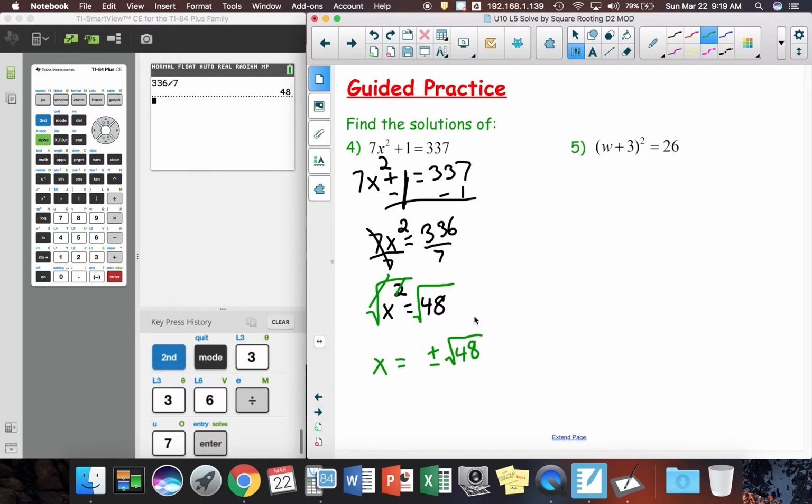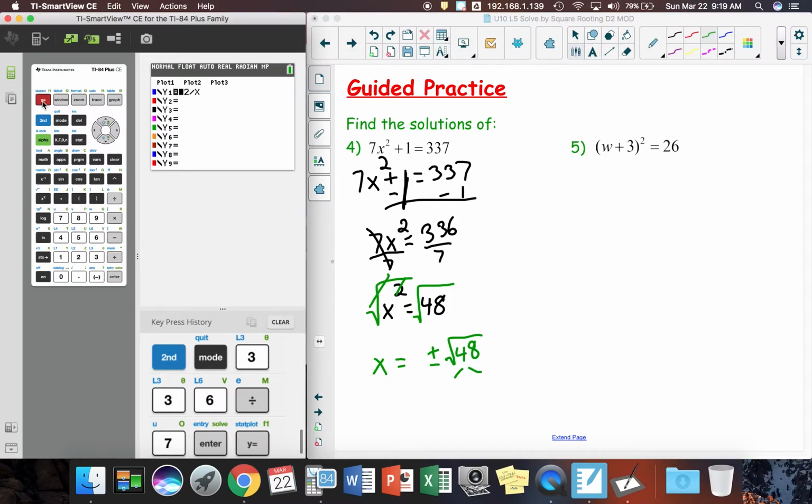Remember, we have square root of 48. We got to check to see if some perfect square goes into this. Now, just by looking at these two numbers, I know that 4 goes into it, because 4 goes into 4, 4 goes into 8. Pretty nice. However, whenever we simplify, we want the biggest perfect square. So I'm going to split this up. And let's take a look at the calculator. We have y equals, and I'm going to type in 48 divided by x.